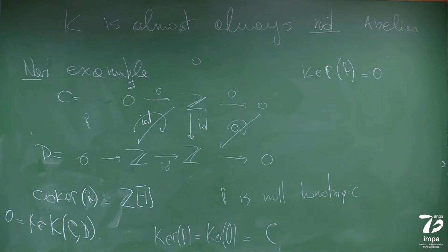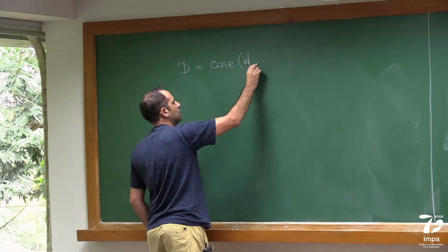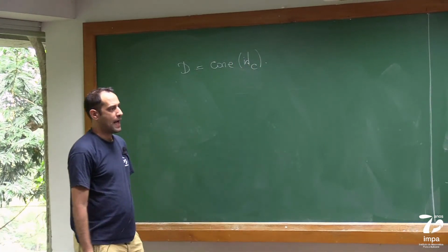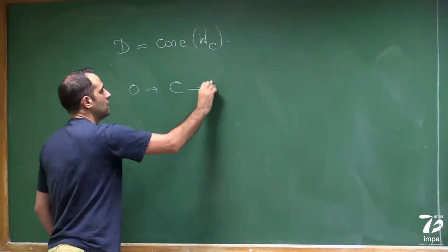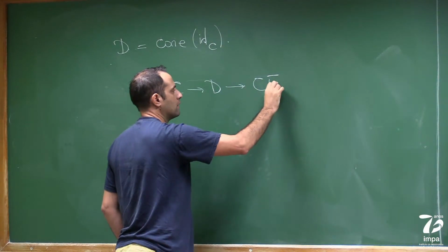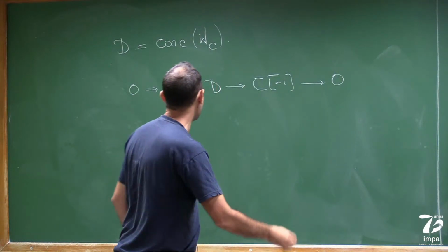So first of all, this is a situation that we've already been describing. C is a complex, it's just Z put in degree 0. D is a complex, it's the cone of the identity of C. So D is the complex that we've been talking about. It's the cone of the identity of C. And it's no wonder that we have this short exact sequence, C to D to C shifted by -1. So that's the same short exact sequence that we've seen before. And the map F is this.